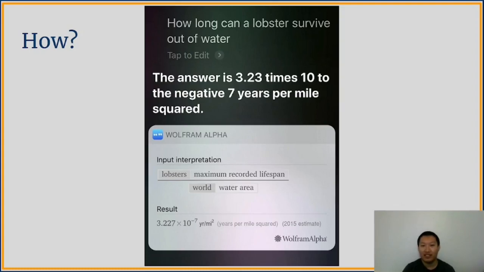Alright, but for this example, the computer really has to understand what the question is in order to answer it. So how long can a lobster survive out of water? And you can see that in this case, WolframAlpha has misunderstood the question, and given some sort of nonsense answer, and the weird thing here is that it understands all of the individual words. So it understands lobster, it understands how long, it understands survive. You can see it knows that the question is something about the lobster's maximum recorded lifespan, but the curious thing is that it's interpreted "out of" as division, instead of being physically outside of the water, and so it's giving you this nonsense garbage answer.